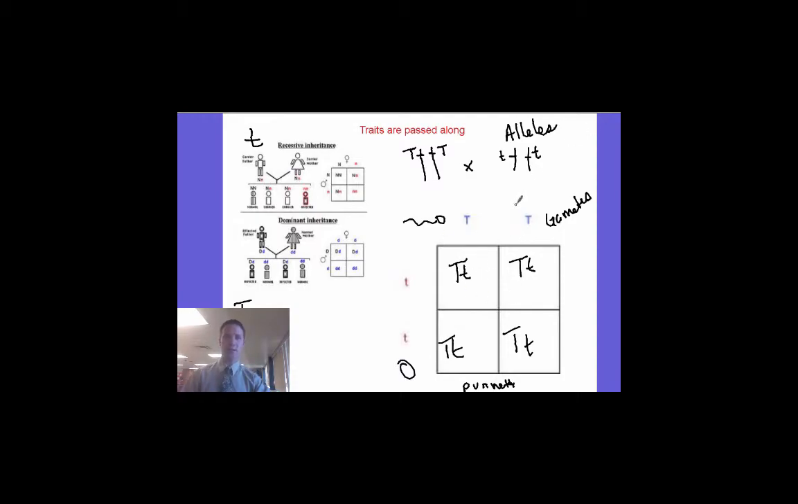So traits are passed along from generation to generation through chromosomes. That's why we make those chromosomes.